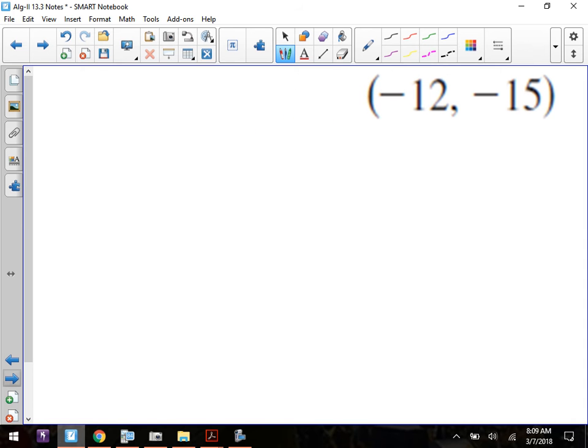So if I'm at -12, -15, what quadrant do we wind up in? Good. So we wind up in the third quadrant. So let's see here.